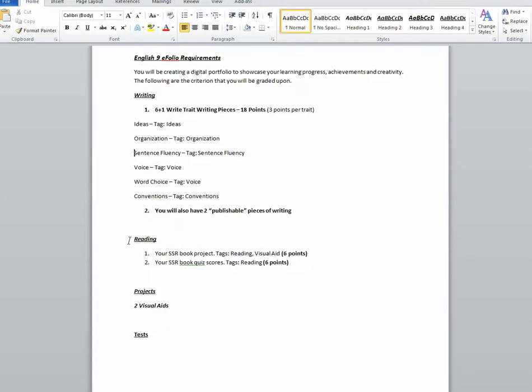Another thing that will go in our portfolio is all of our reading projects. After you complete your SSR book, you have a short SSR book project, and you'll take an SSR book quiz. Both those items will go in your portfolio. You will also have 2 visual aid projects that will go in your portfolios. We have already completed Right Straight posters, and we'll have completed, by the end of the 9 weeks, an Odyssey project. Both of those would fit into this category. Also, any major quizzes or tests, I will be updating into your portfolio.